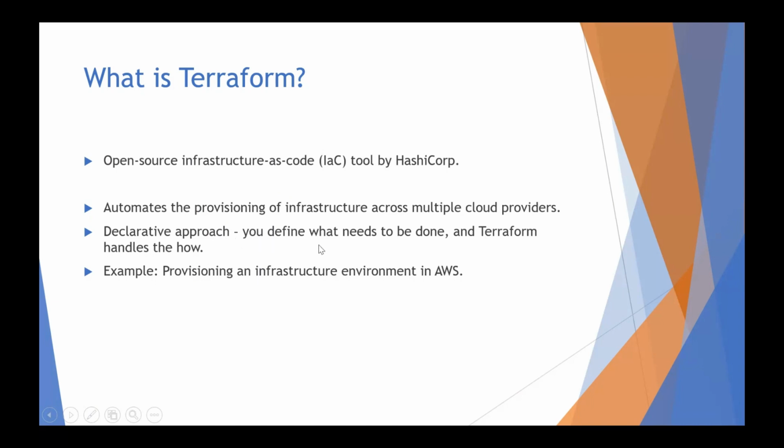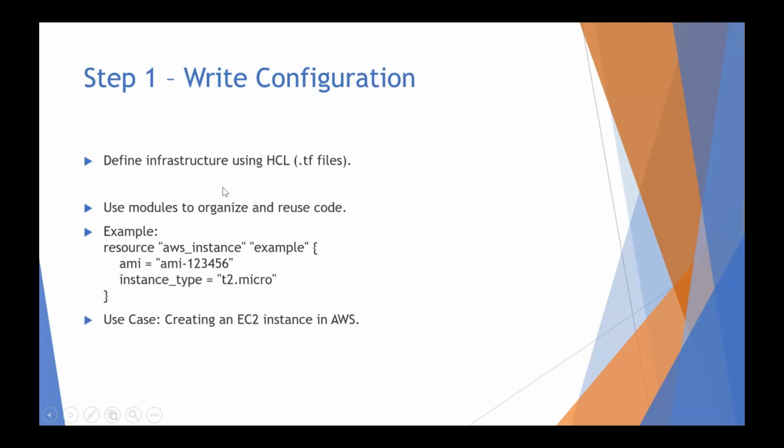Declarative approach: you define what needs to be done and Terraform handles the process. You just have to write the configuration file for the resources you want to create and Terraform will take care of creating that resource. This is an example of provisioning an infrastructure environment in AWS or in any other cloud as well.